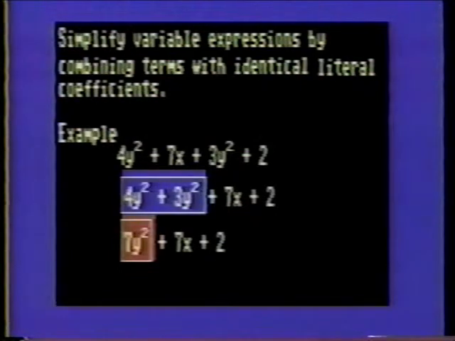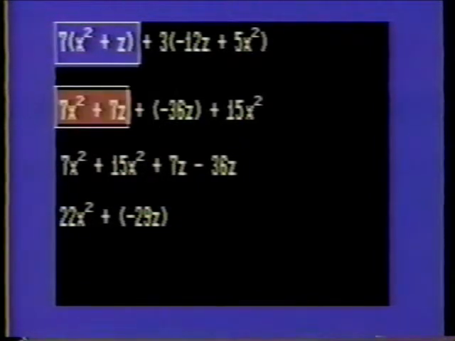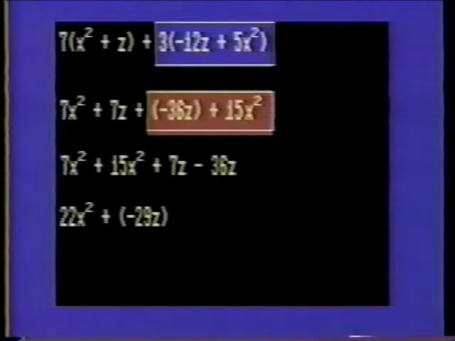Let's look at another example problem that's slightly different. Multiply each set of variables in parentheses by the numerical constant that precedes it. Multiply x squared plus z times 7, which is 7x squared plus 7z. Multiplying negative 12z plus 5x squared by 3 yields negative 36z plus 15x squared.